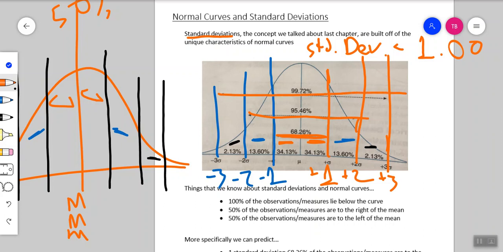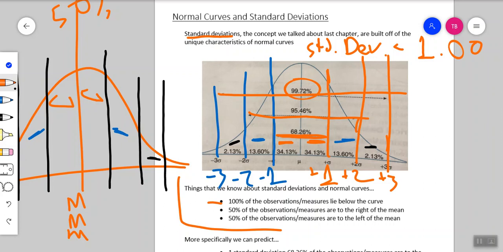So you start seeing that once you get to 3 standard deviations, 99% of all the observations are going to be within 3 standard deviations. So most of the time you're going to be working with z-scores plus or minus 3. So given those things, I'll go down here.